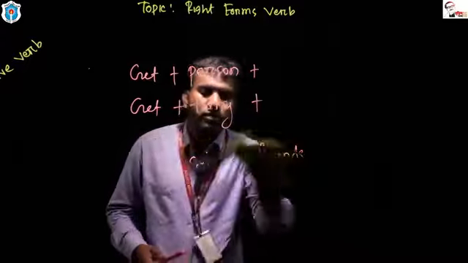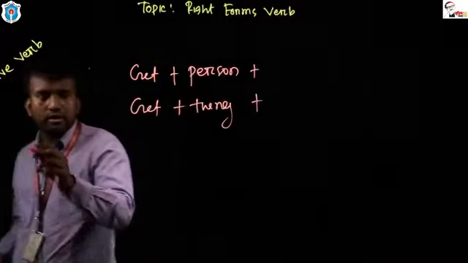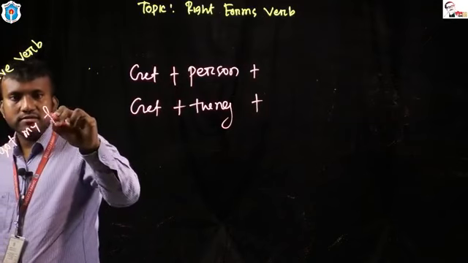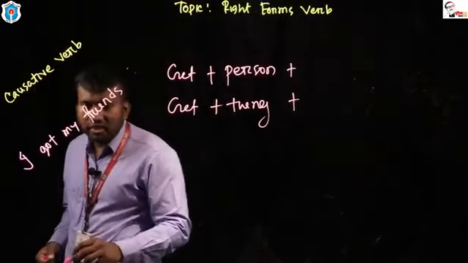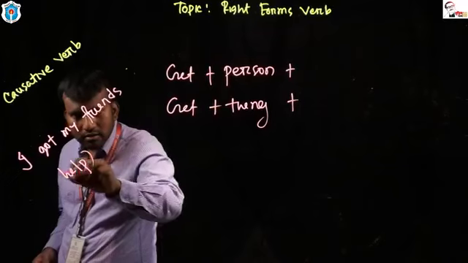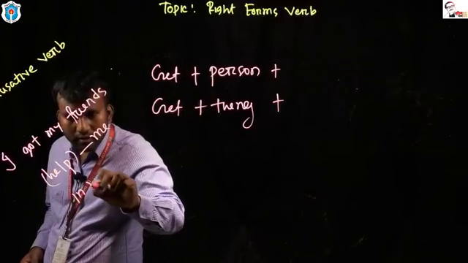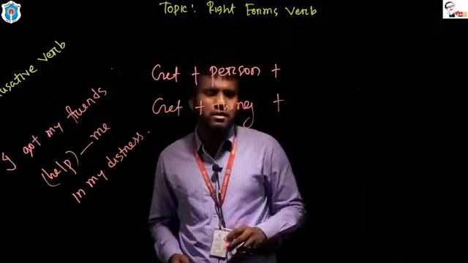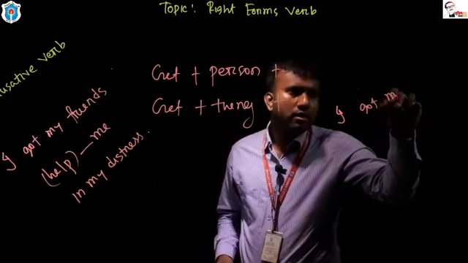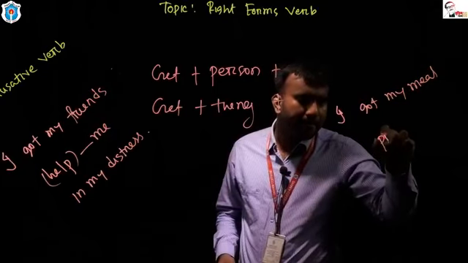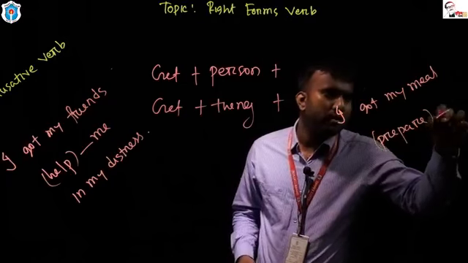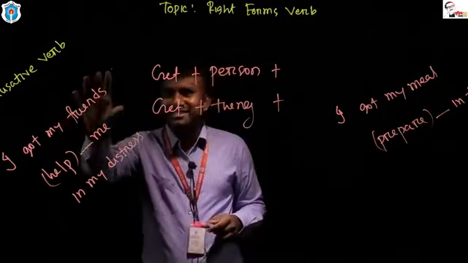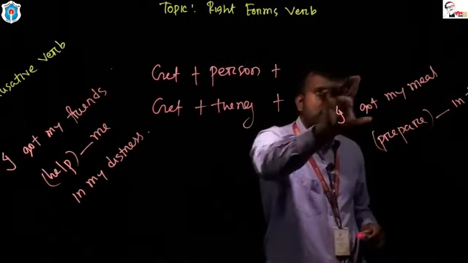Okay. I need to write two examples, okay? The first example I'm writing here: I got my friends. This is our first example. Our second example: I got my meal prepare in time. Let's look at place. The first example is related to get plus person, my friends. And the second example is related to get plus thing.